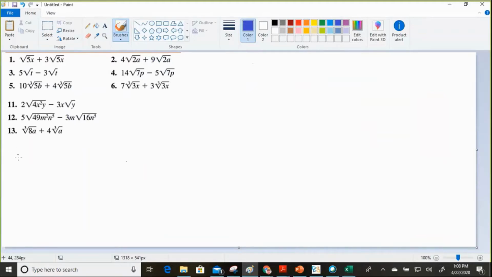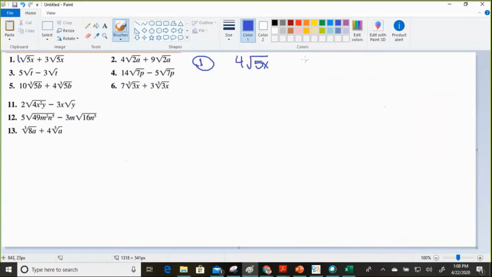Alright, so number one. When I look at number one, my 5x and my 5x match, so I'm fine. They do match. Let me just put it over here so I know what's on the inside. Remember, it says keep the radicand the same. And then I take my coefficients and add them. Just don't forget, you have a coefficient of 1. So 3 plus 1 is 4.